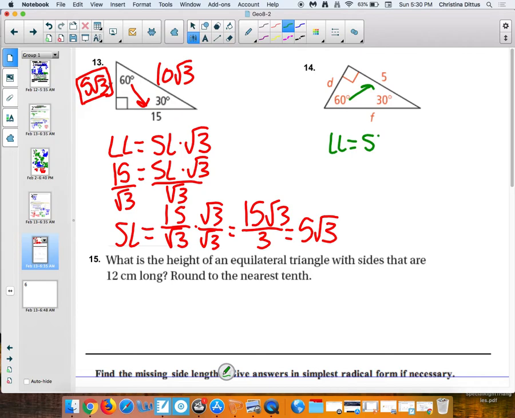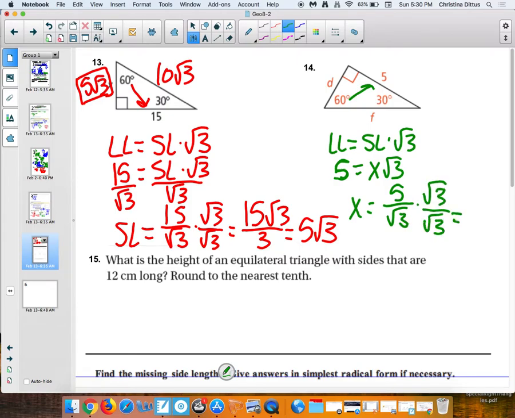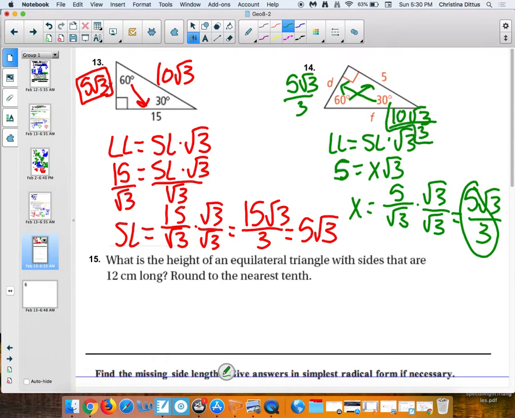Here, again, I'm doing my long leg across from my 60. So long leg equals short leg times square root of 3. So 5 divided by the square root of 3, and then do this fun little thing. And we get 5 square roots of 3 over 3. Again, I'm not going to simplify this 5 over 3 because it's just easier that way. So my short leg is 5 square roots of 3 over 3. Double it to get my hypotenuse, so I have 10 square roots of 3 over 3. Sorry, that got messy.